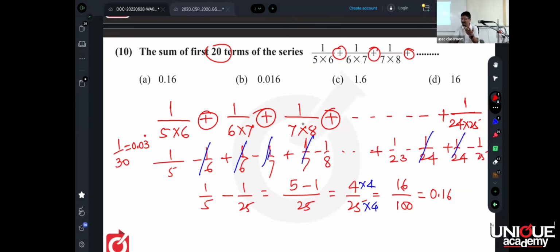So how many terms are there? 20. So this sum will be 0.03 recurring into 20. It will not exceed that, I'm saying. So 0.03 recurring into 20 will be 0.6 recurring. Is it clear to all of you? So our answer is not exceeding 0.6 recurring.